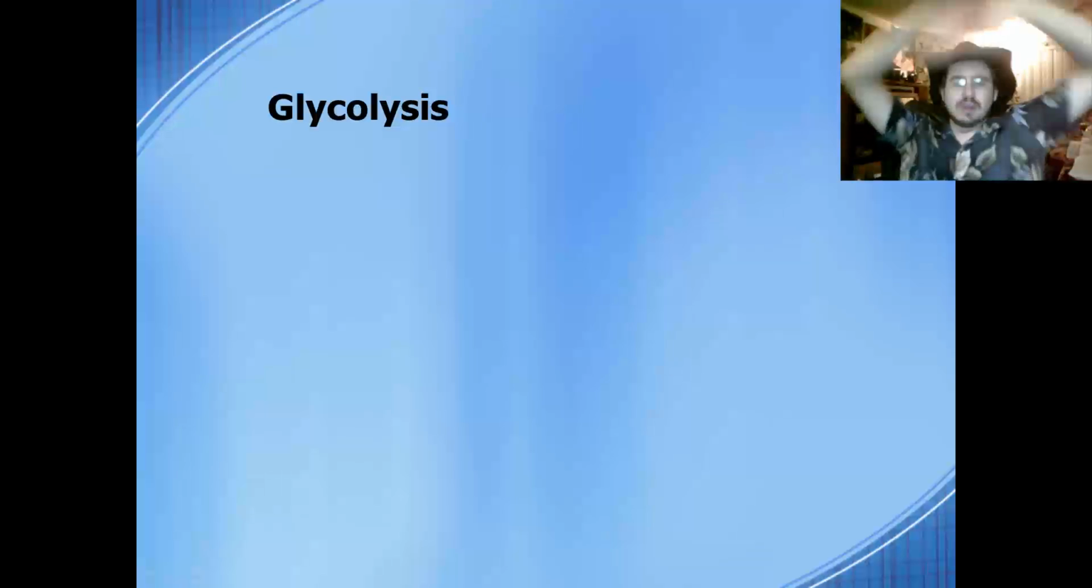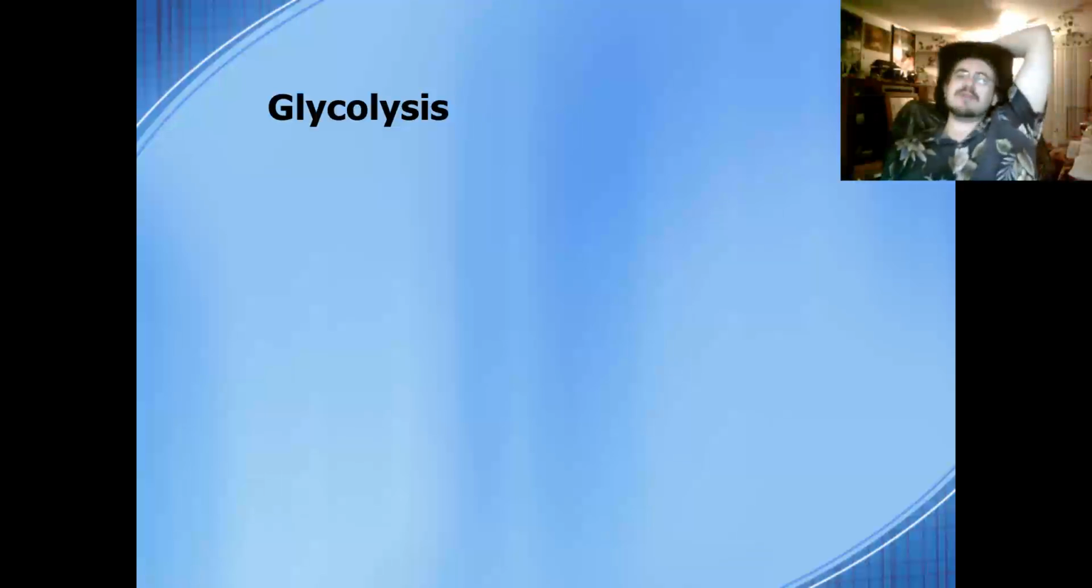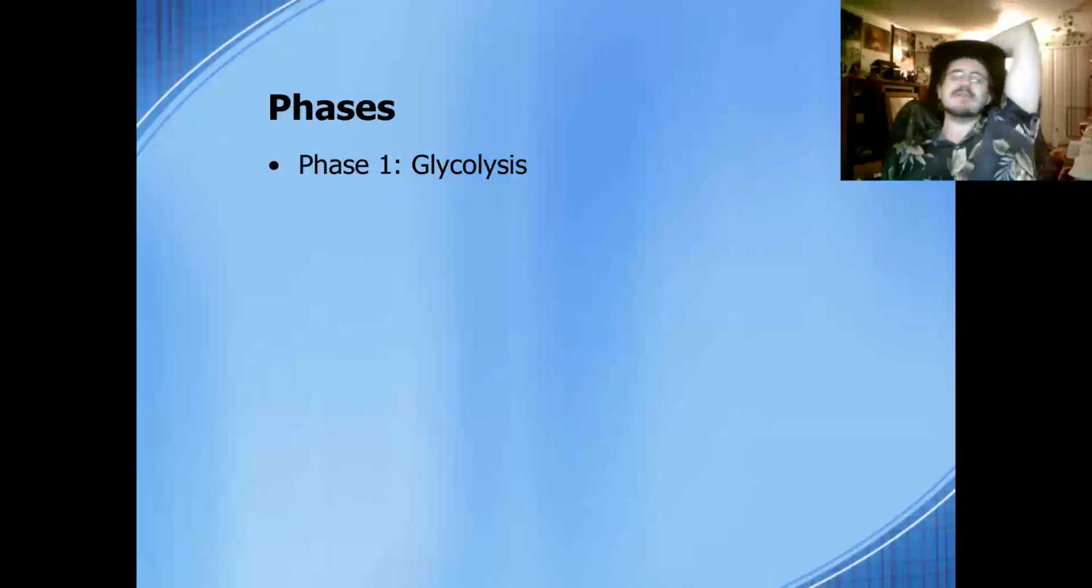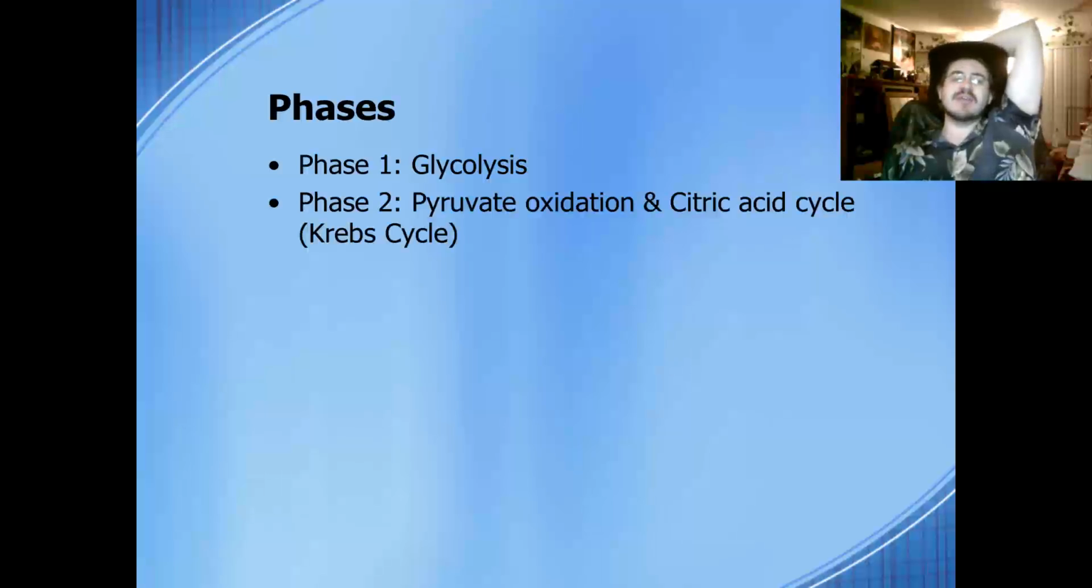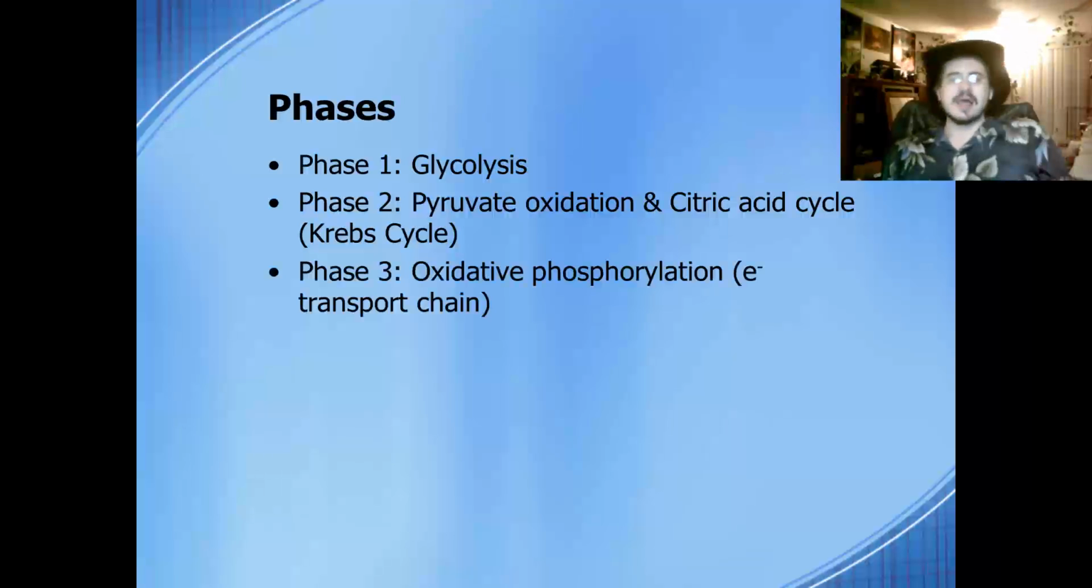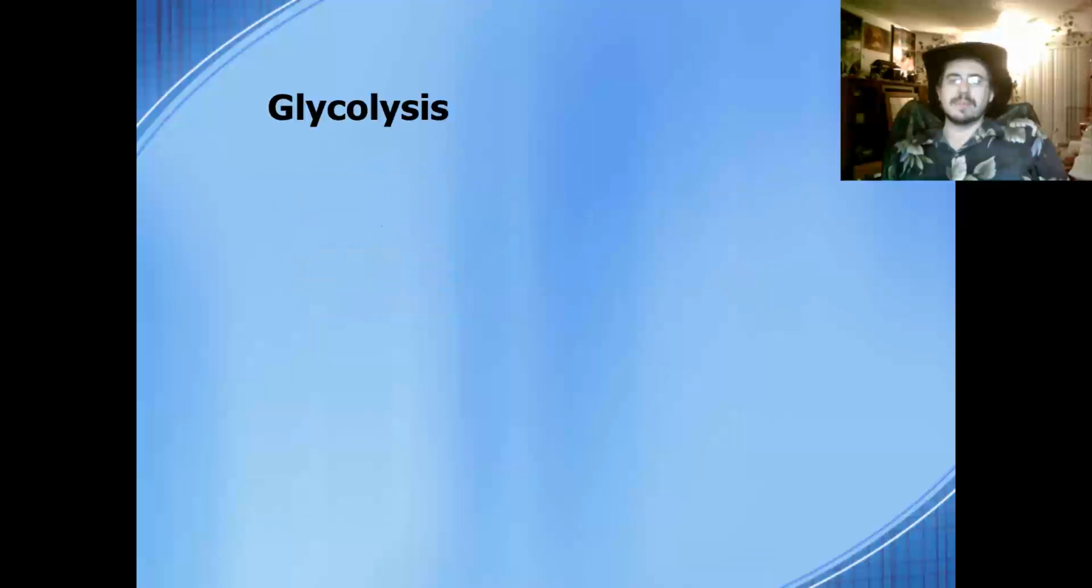So, we were talking just when that previous lecture video ended how this process of cellular respiration occurs in three basic phases. Phase 1, glycolysis. Phase 2, pyruvate oxidation and the Krebs cycle. And Phase 3, oxidative phosphorylation in the electron transport chain. So, details. I know you are craving the details.